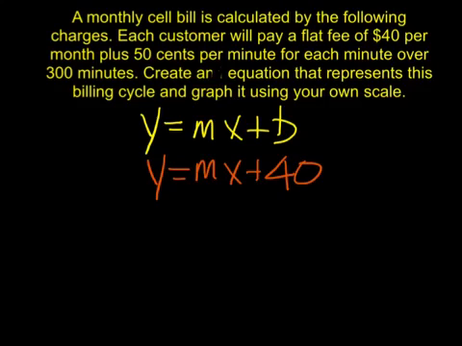Now, 50 cents per minute. Let me ask you a question. If it's 50 cents per minute for each minute over 300, what if I used 500 minutes? How many minutes did I go over? 200. And how much would I owe for that minute usage? If I went 200 over and it's 50 cents per minute, then what would I be paying? $100.